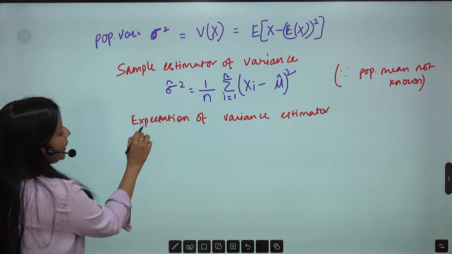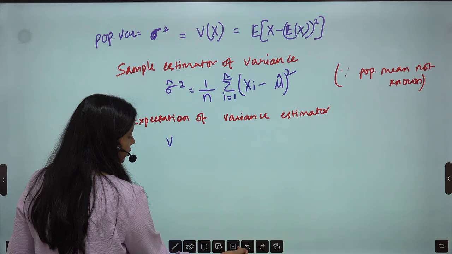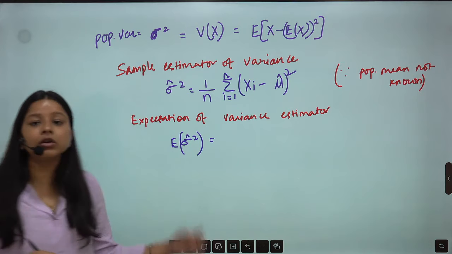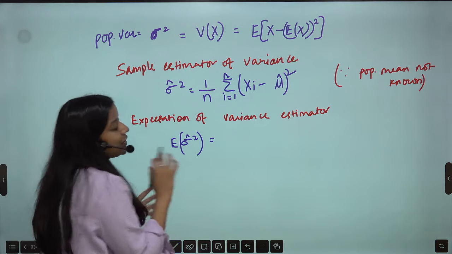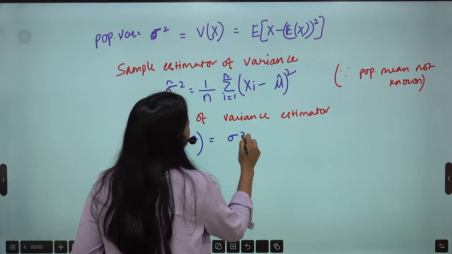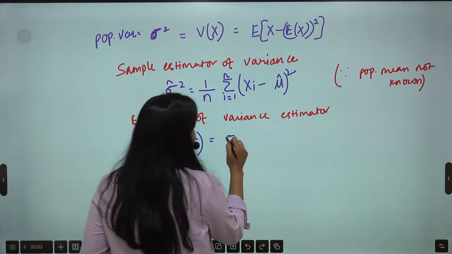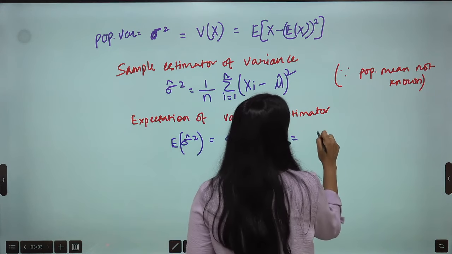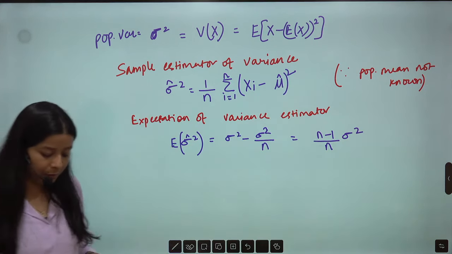Right, you need expectation of variance estimator, which is expectation of this, just like we found out expectation of mu hat. Now expectation of sigma hat square, iska jo proof hai, this is not there in the syllabus also, hame chahiye bhi nahi proofing anyway. So you all can just straight away write where this is coming from. It is ideally n-1/n sigma square, where sigma square is the population variance.